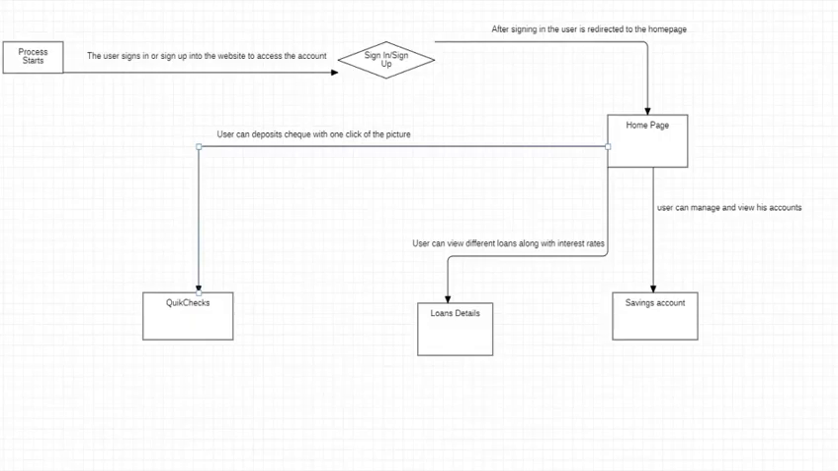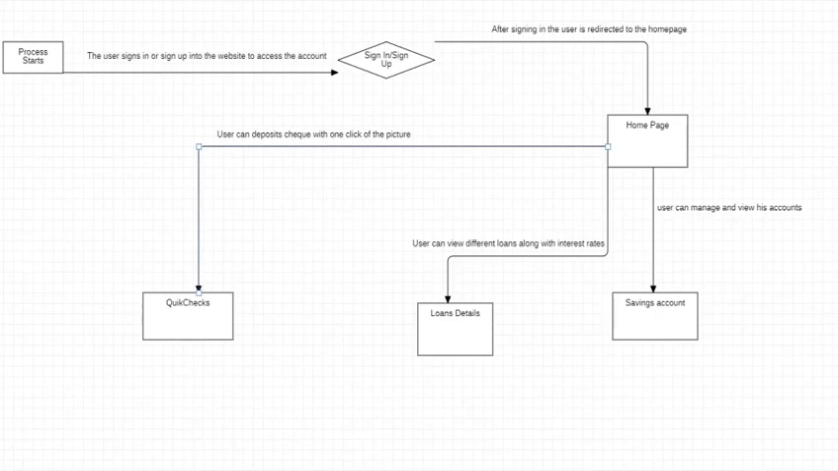This is a data flow diagram of the web page. So first, the user will log in to the web page after creating his account. After logging in, the user will be redirected to the main page, the home page, where he will have different options: navigating to the savings account, the loan details, and the quick check.